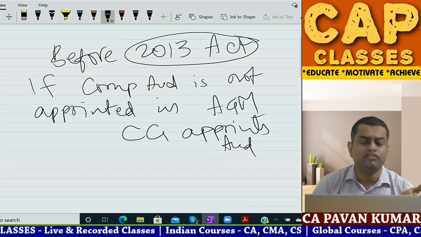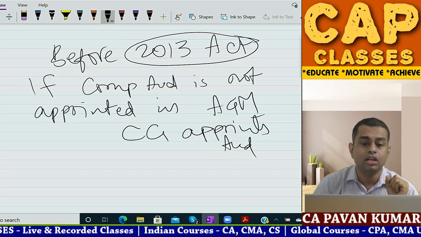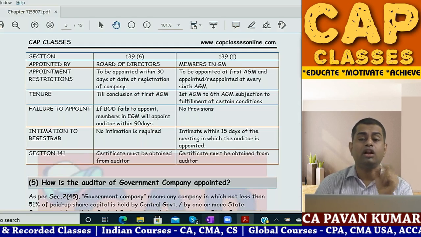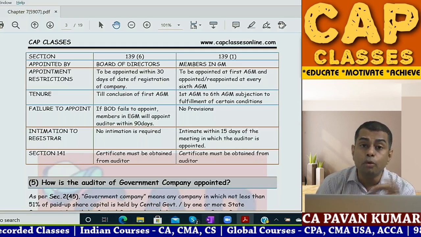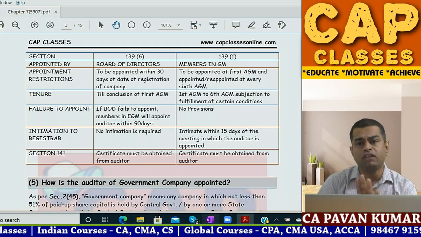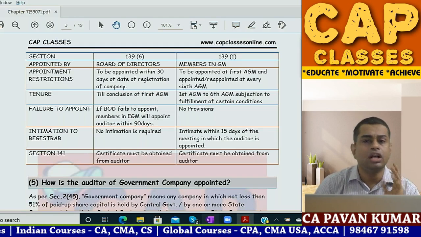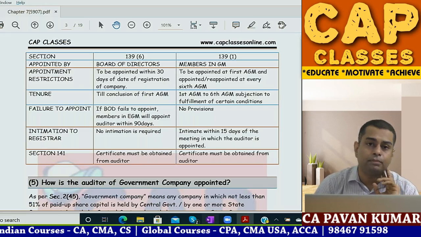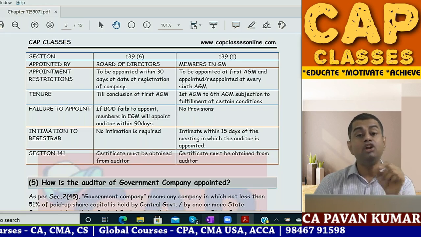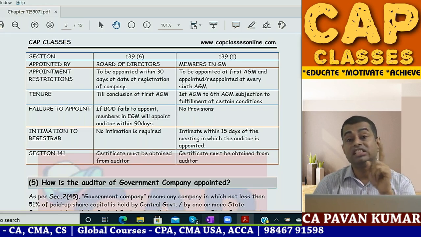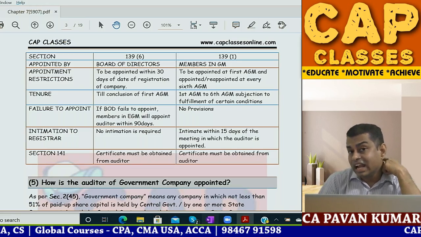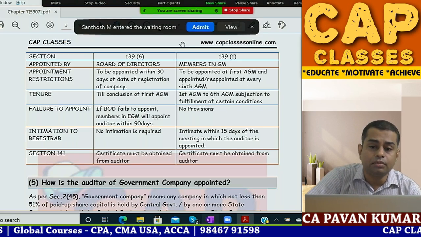It is common sense, and the company cannot convene an AGM without appointment or reappointment of the auditor. That is ordinary business as per your Companies Act. So remember, if the general meeting is not appointing or reappointing the auditor, there is no provision to appoint an auditor by some other authority. It is a contravention, and contravention penalties will apply. Then intimation to the registrar. The first auditor need not give intimation to the registrar, but the subsequent auditor must give it within 15 days.